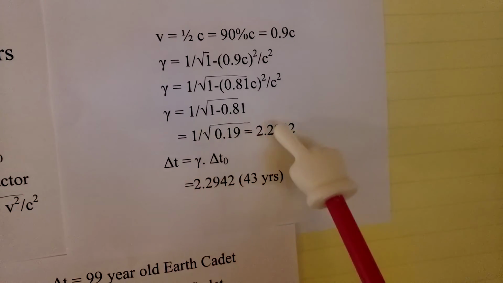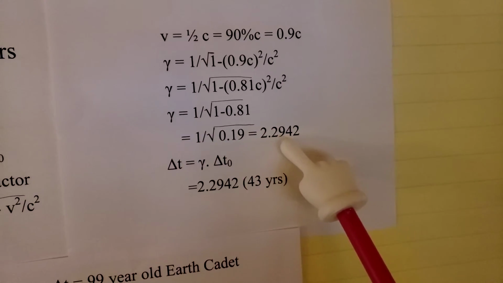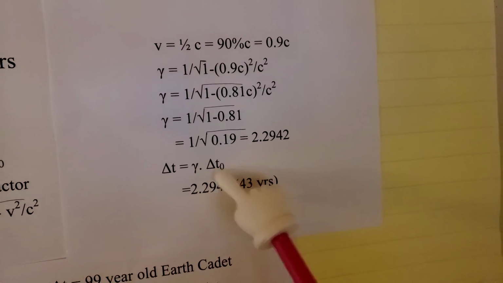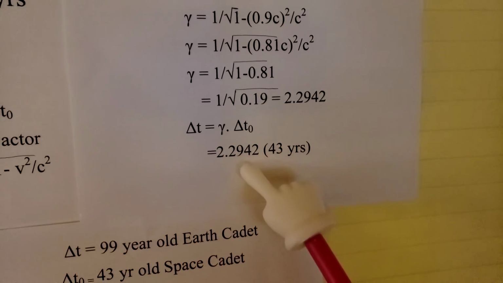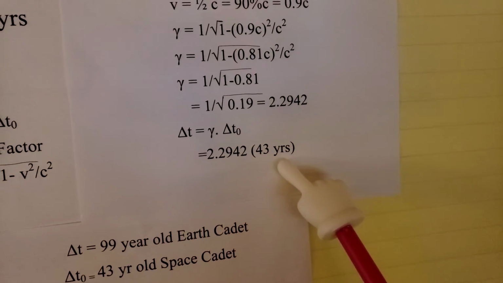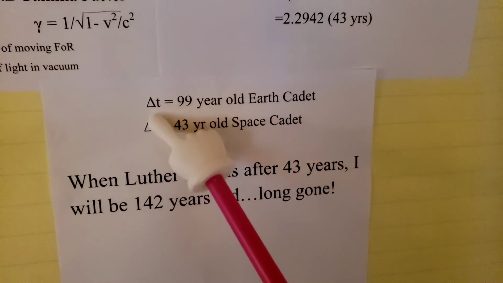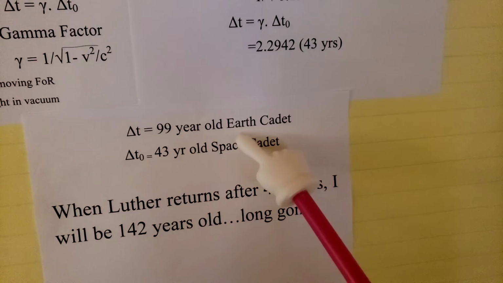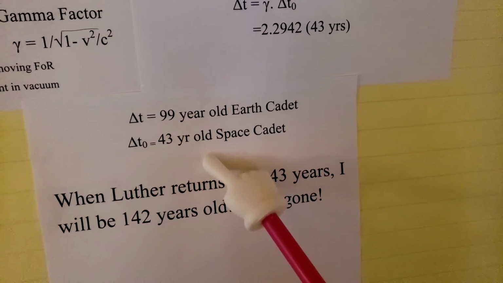So now here we are, we have our formula again. This is going to be the gamma factor. So again, the gamma factor equals 2.2942. We plug that in times the delta T0, which over here we determined is 43 years. So we've got 2.2942 times 43 years. That comes to the delta T, which is myself, 99 years old, Earth cadet. And the space cadet, Luther, is 43 years old.